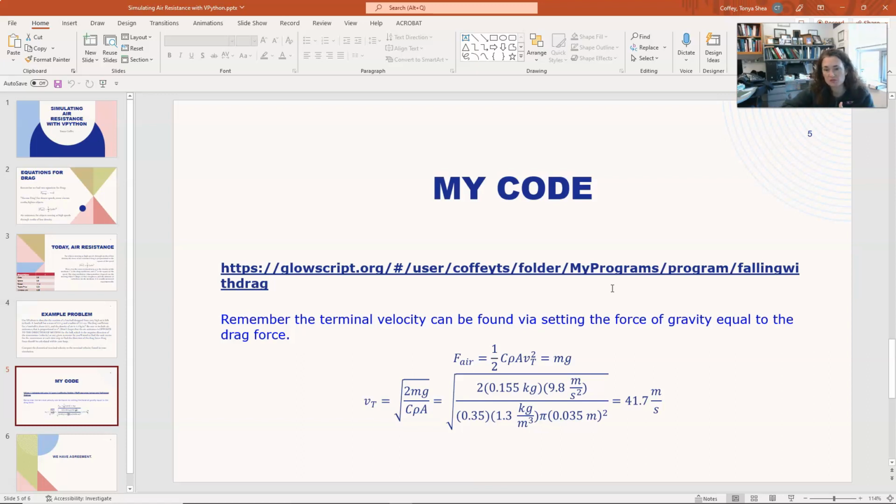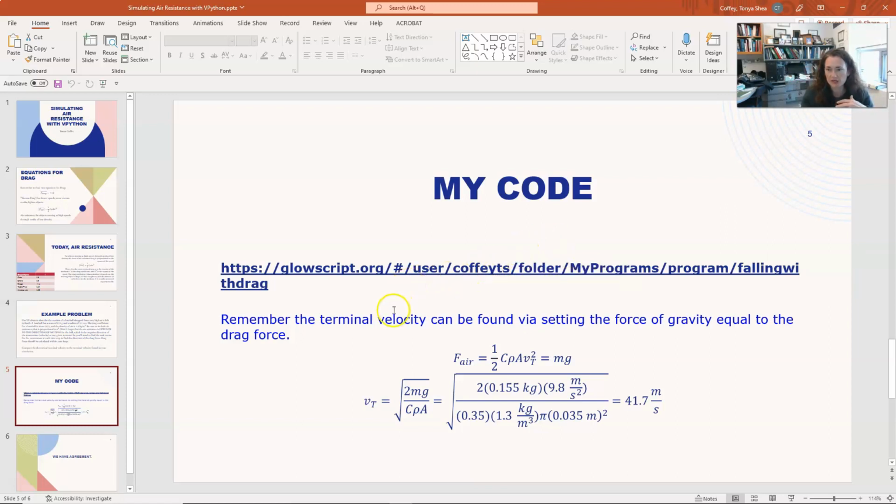So if you set those magnitudes equal, 1/2 c rho A v_terminal squared is equal to mg, then you can solve for v terminal. For our baseball, that ends up being about 41.7 meters per second. Now we're going to compare that theoretical value to what we see in the VPython code. I have the link to the code shown here.